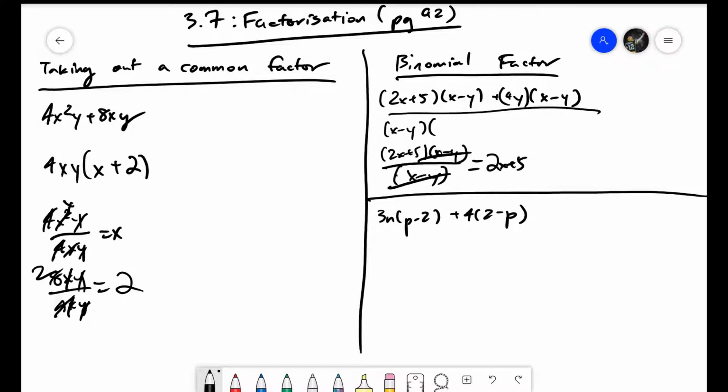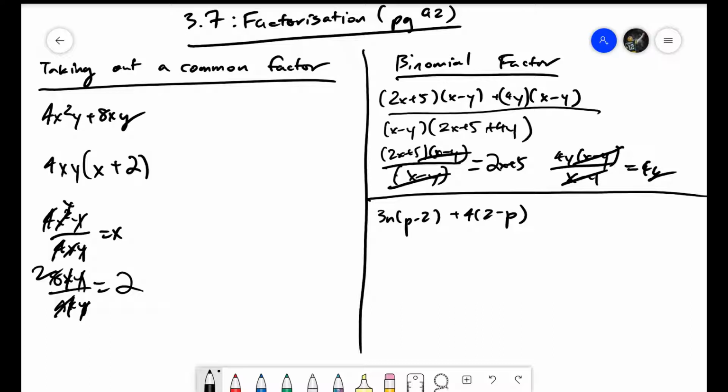And if you do the same thing for the next term, which is 4y times x minus y, and you divide by x minus y, you can cancel these and you get 4y. So that means that this is equal to x minus y times 2x plus 5 plus 4y.